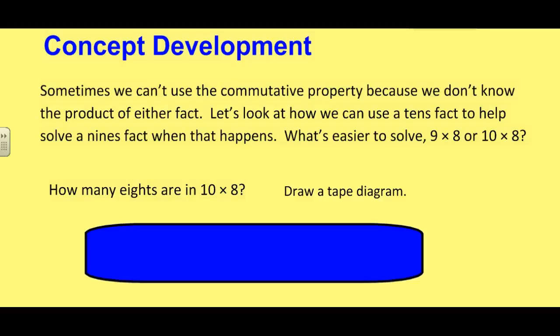Sometimes we can't use the commutative property because we don't know the product of either fact. Let's look at how we can use a tens fact to help solve a nines fact when that happens. What's easier to solve, 9 times 8 or 10 times 8?